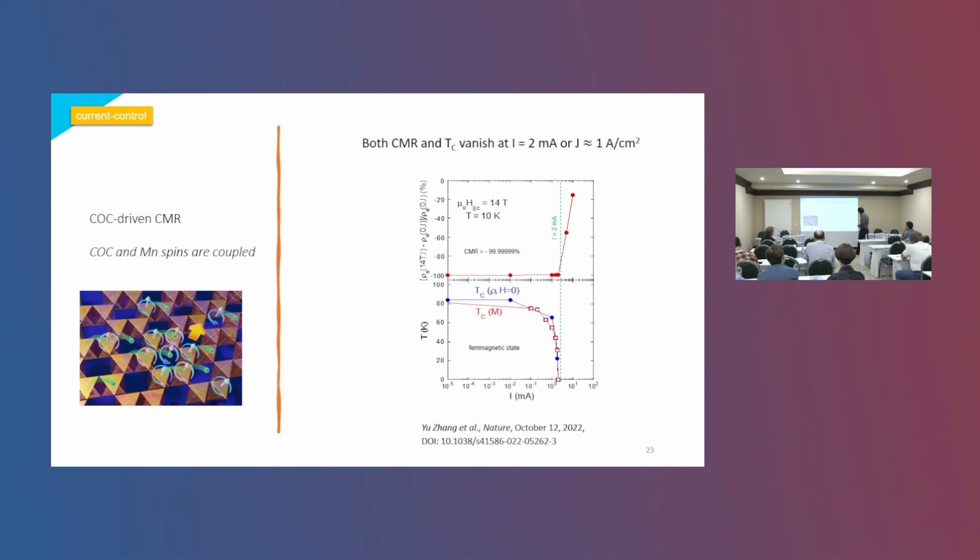So this is a summary of this colossal magnetoresistance and the TC. What this shows, based on previous data, is that when the current is higher than 2 milliamps, both the colossal magnetoresistance and also TC disappear. Okay, so this is the indication that TC and colossal magnetoresistance, which we believe is driven by loop currents, are strongly coupled to the TC of the magnetic moments from manganese ions.